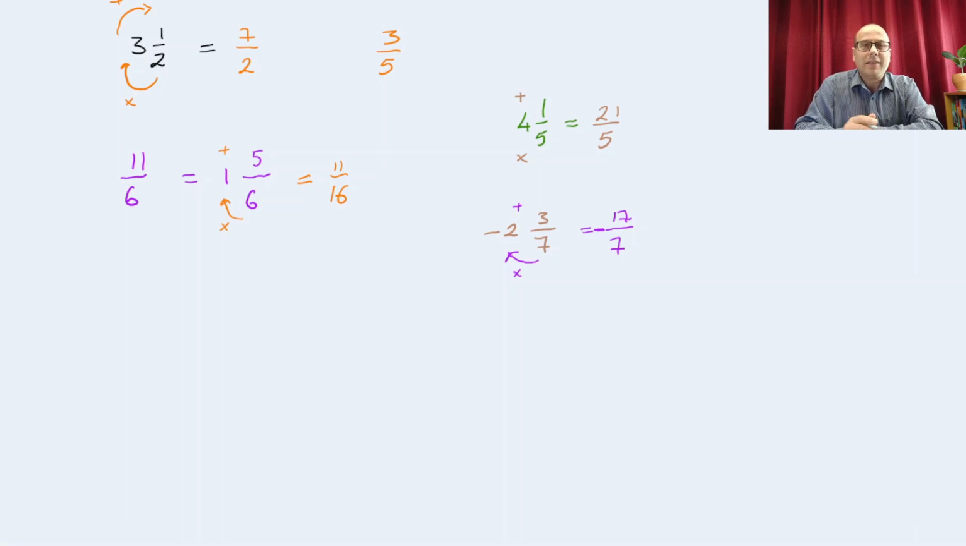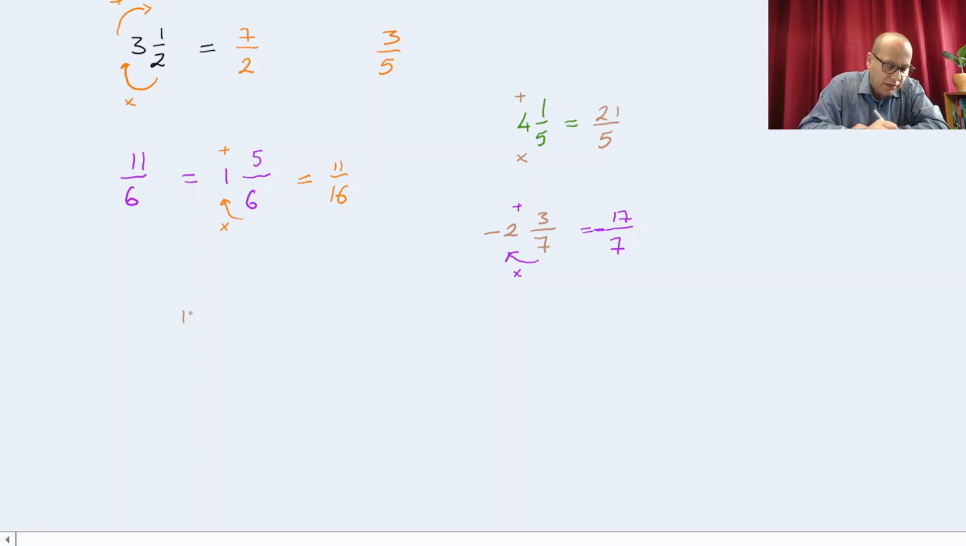Now we're going to take the example where we have a top-heavy fraction and we change it into a mixed number. Say if I have 19 over 3. You will notice that there is 6 threes into 19. 6 times 3 is 18, and the remainder is 1.